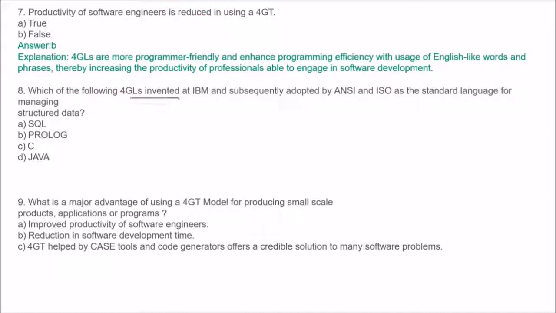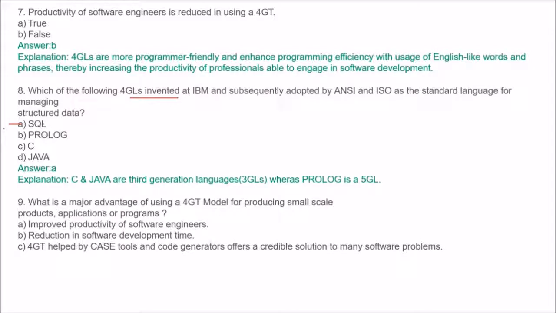Next is, which of the following 4GLs was invented at IBM and subsequently adopted by ANSI as a standard language for managing structured data? The answer is SQL, A, because C and Java are third generation languages, while Prolog is a 5GL, fifth generation language.